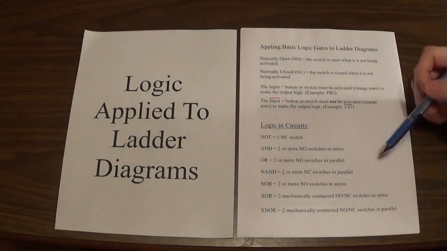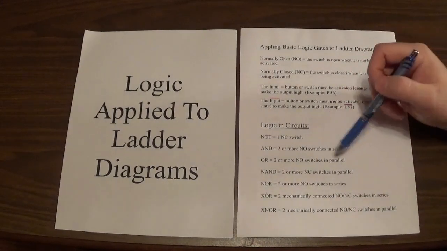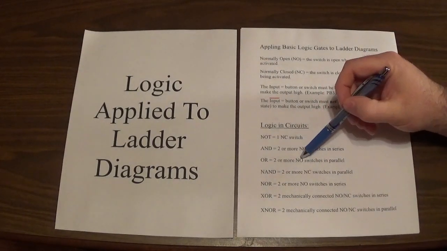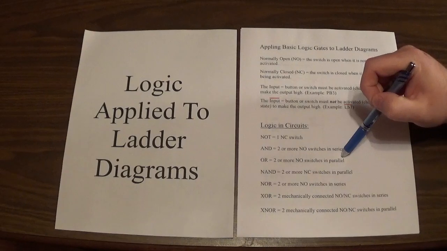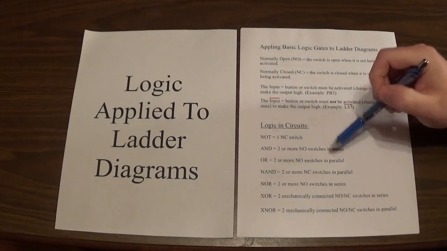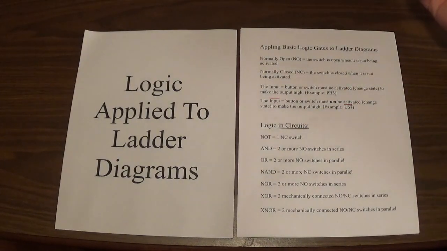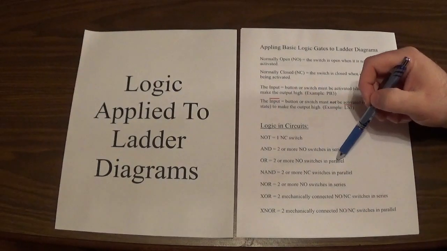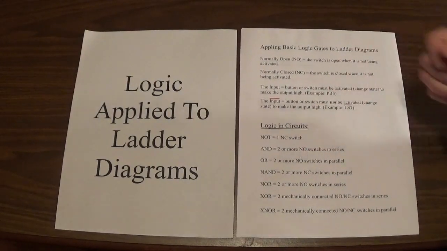OR is really just the opposite of this. So we have two normally open switches that are in parallel. Okay, so I can activate one or the other to make the output turn on. So that is OR logic: two normally open switches in parallel.